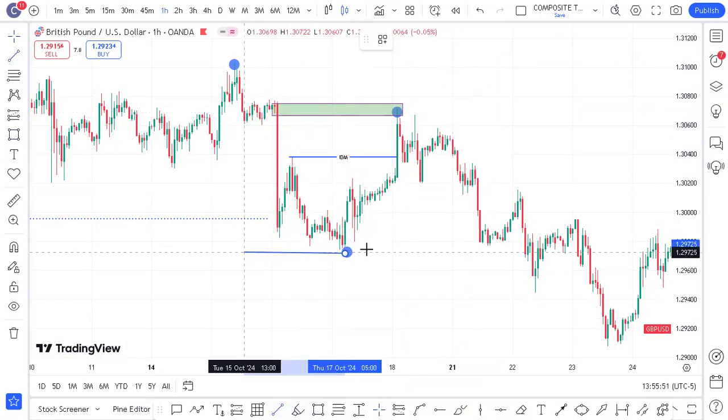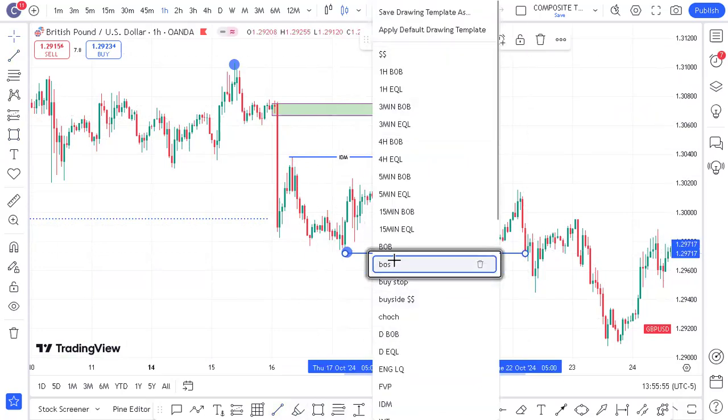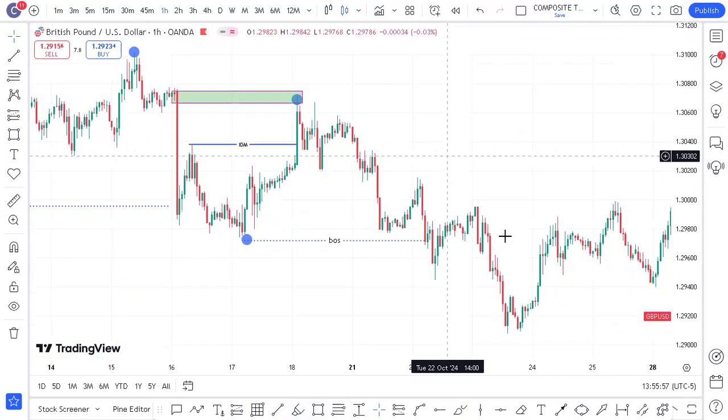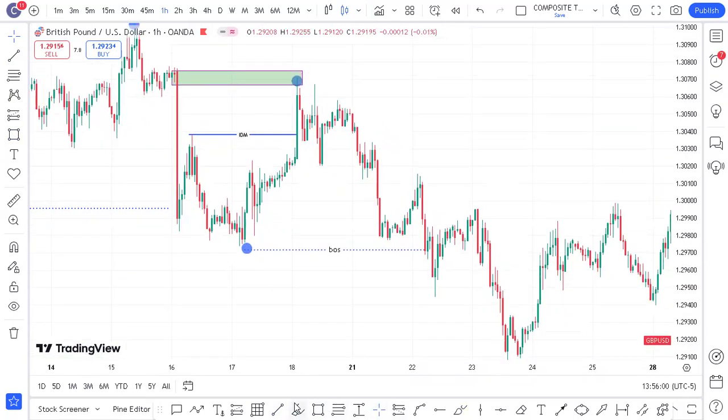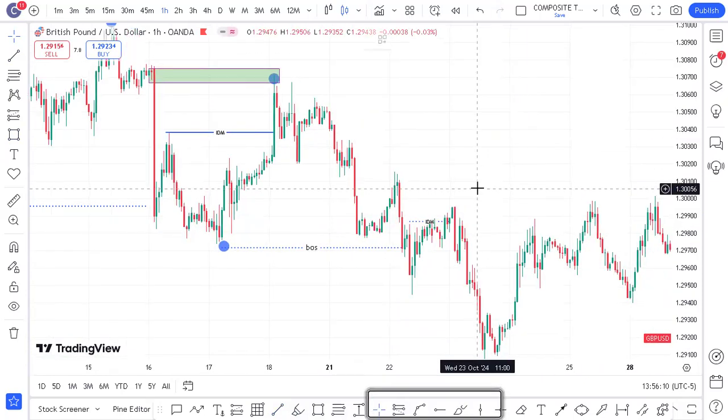Broke the structure here again. New break of structure. The break of structure here. Then this was the new inducement here. After we broke the structure, there was this small inducement that we had here, but this was a very minor inducement.